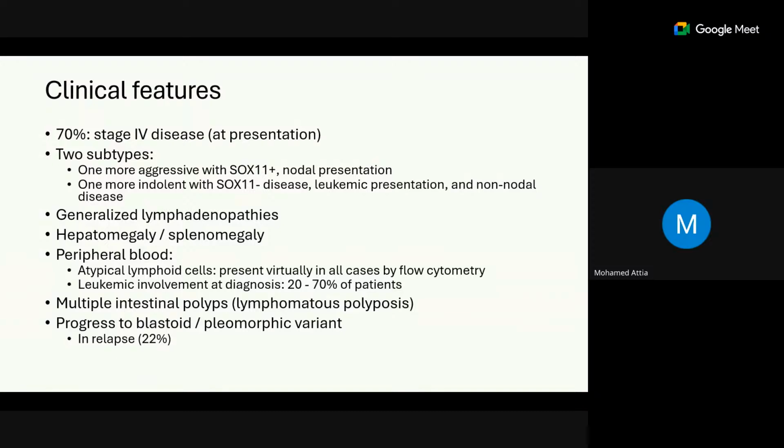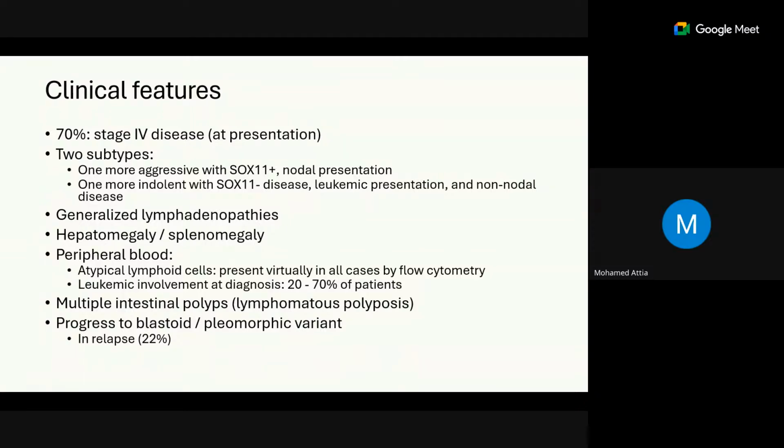But nowadays we diagnose mantle cell lymphoma in stage 1 and 2 because more and more patients are caring for themselves, making examinations. The aggressive form, SOX positive, is nodal presentation, and the indolent form will come with leukemic presentation, which will appear in the CBC. More and more patients now are doing CBC, so you can diagnose this very easily.